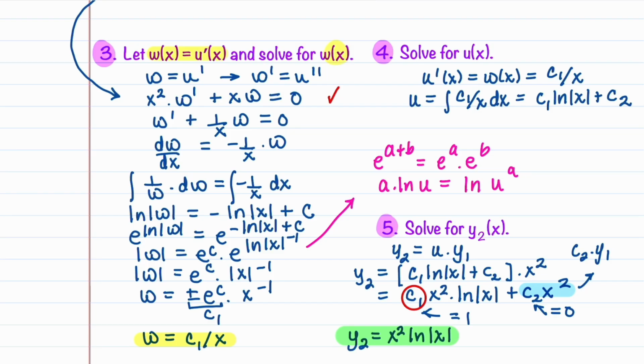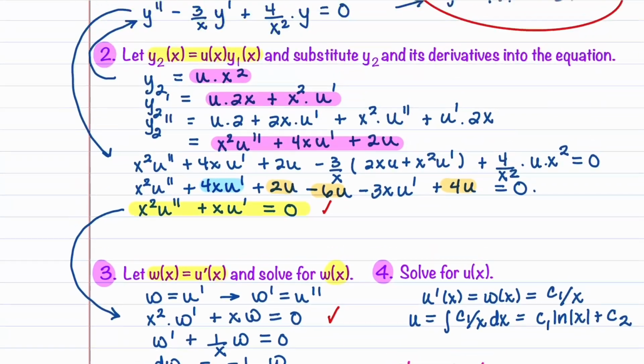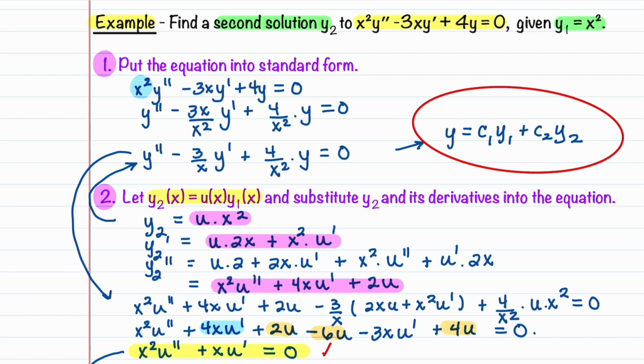Now let's put it all together. Let's go back up to the top and let's write down what y is. We'll put it right up here. Y is equal to C1 times y1, which is x squared, plus C2 times y2, which we just found to be x squared natural log absolute x. And there's our solution for y.